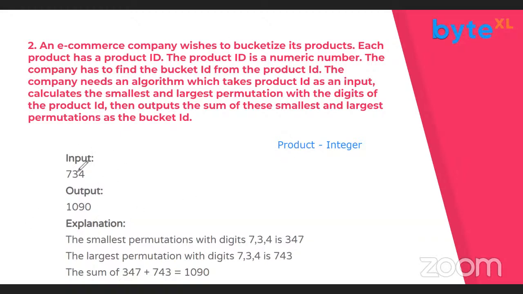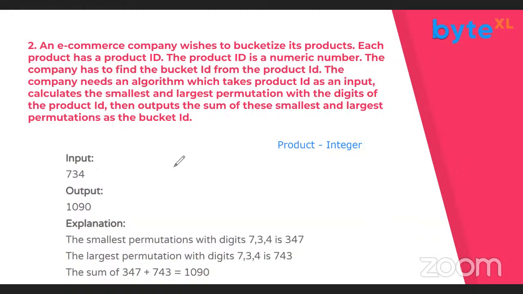Let's check the sample input first. 734 is the sample input they have given, and the expected output is 1090. The explanation they've given is: if you arrange it in ascending order, the smallest permutation is 347, and the largest permutation, if you arrange it in descending order, is 743.